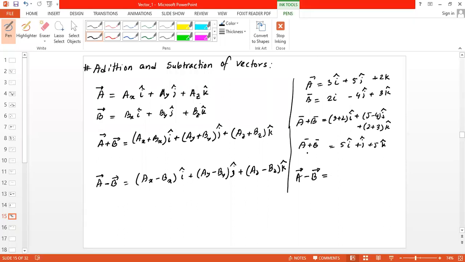I want to check. What is the value of A minus B if A is equal to 3i plus 5j plus 2k and B is equal to 2i minus 4j plus 3k? Please do it. Are you trying, guys? I want to stop the sharing and check the chat box. What are the values of A minus B?